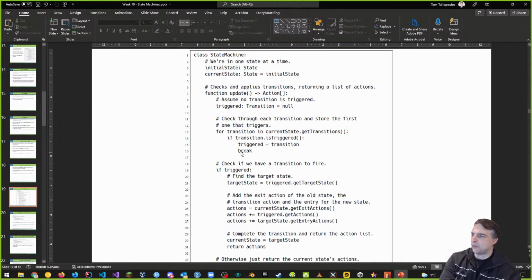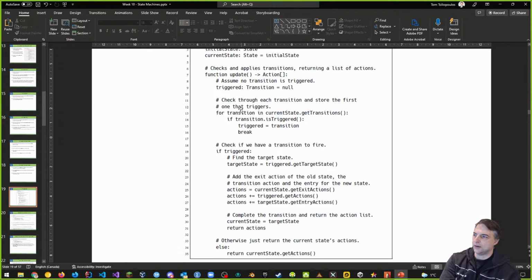Okay, and then what we're going to do is, for each transition that we have in the current state machine, we want to get those transitions. Remember, going back to that previous example, we're going to have one or more connections. Transitions are connections between one state and another state. If the transition is triggered, so if that transition is true, and those transitions are going to be triggered based on conditions, whatever the conditions are, then the triggered variable is equal to the new transition that is triggered, whatever that is, okay?